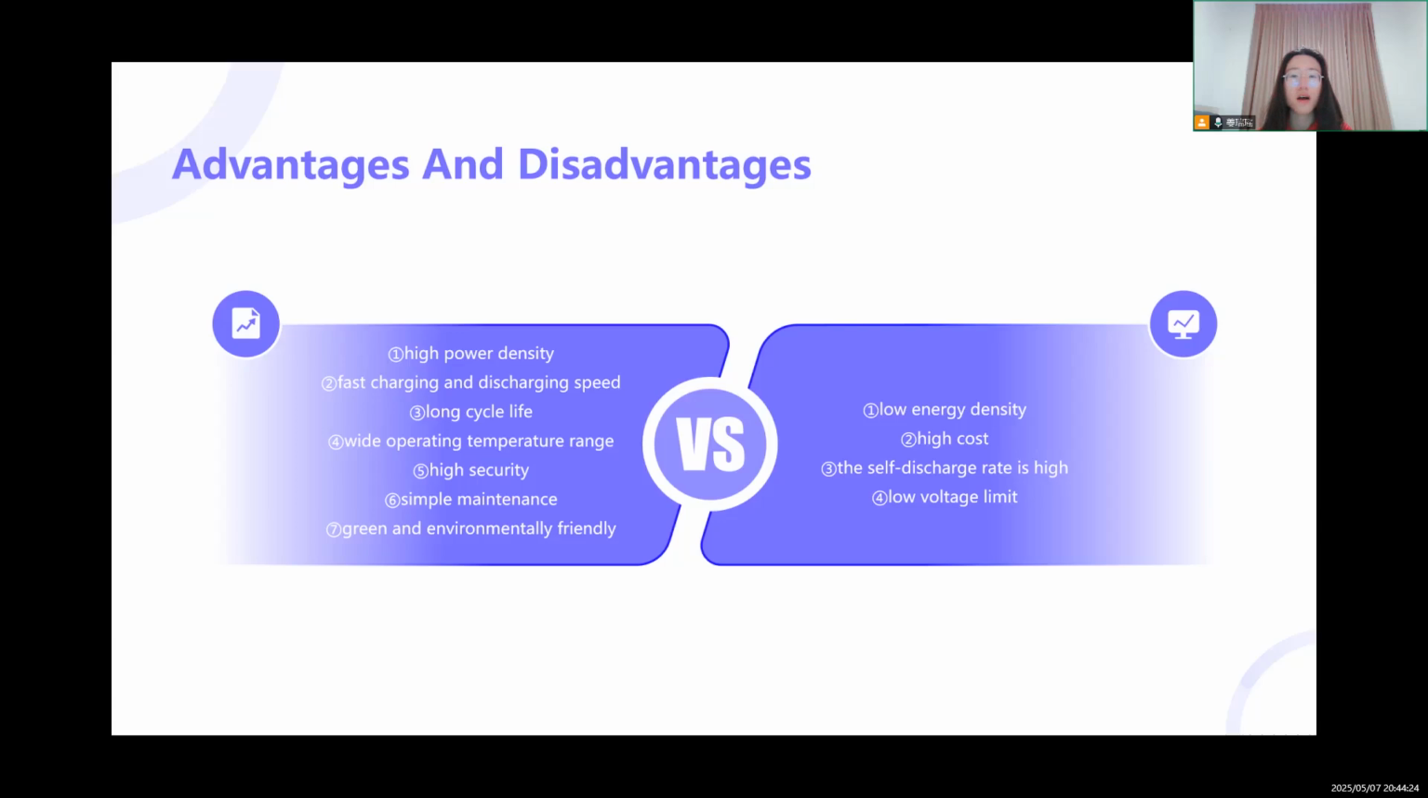And for the right part, we can see the disadvantages of the supercapacitors. First is low energy density. It's from 5 to 10 Wh/kg, lower than that of lithium batteries. The second is high cost. Some materials, precious metals and graphene, are very expensive. And then the self-discharge rate is high. Electrical energy is difficult to maintain for a long time. The last is low voltage limit. High voltage requires multiple single cells to be connected in series.